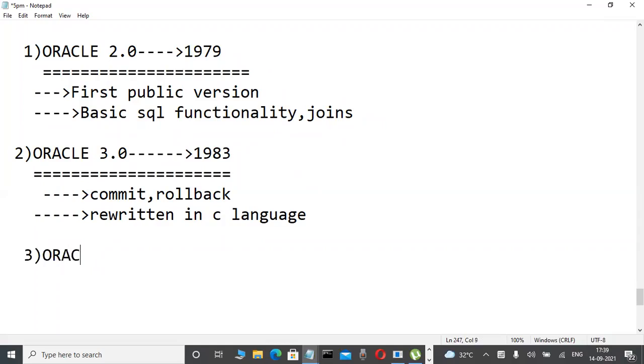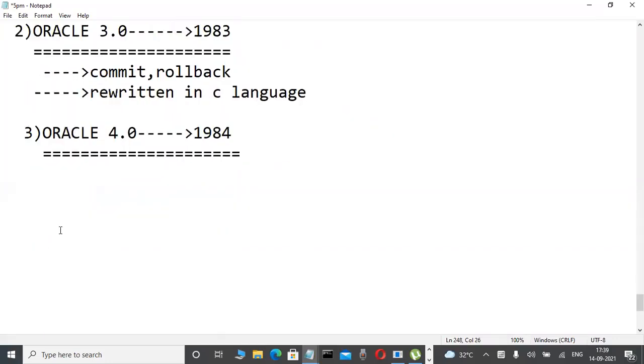Oracle 4.0 version. When Oracle 4.0 was released, in 1984 only they released it. In this version, a very important concept in any database worldwide, that is the read consistency property, was introduced. In this case only, read consistency.